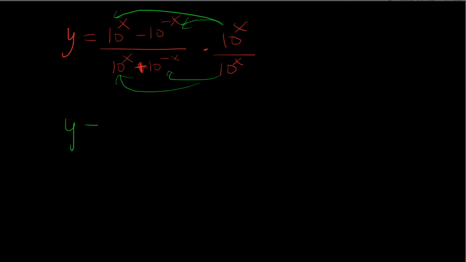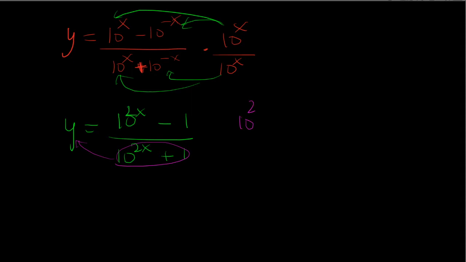So I'm going to have y equals (10^(2x) − 1) over (10^(2x) + 1). I'm going to multiply 10^(2x) + 1 over with y. So I'm going to have 10^(2x) times y plus y is equal to 10^(2x) minus 1.